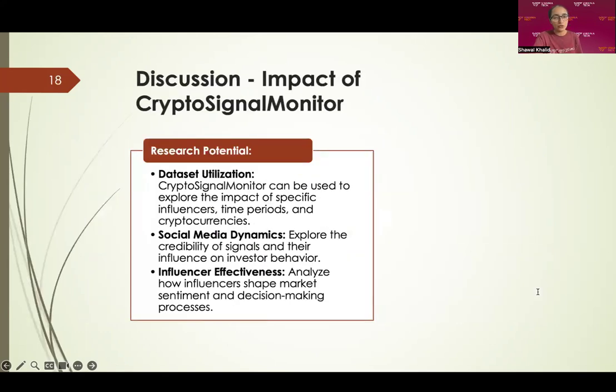And since we also made our data set available, called Crypto Signal Monitor, the data set can be utilized to further understand specific influencers like Elon Musk and compare them with other influencers, other time periods, and also other cryptocurrencies. Social media dynamics could be explored for different signals on other social media platforms and their influence on investor behavior and influencer effectiveness. So it could be analyzed how influencers shape market sentiment and the whole decision-making process.